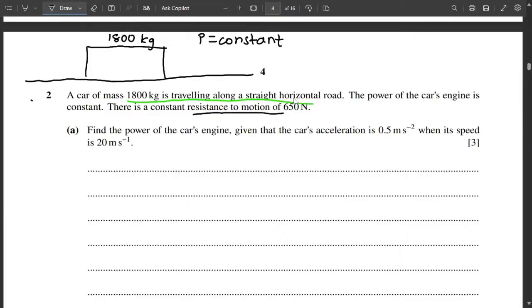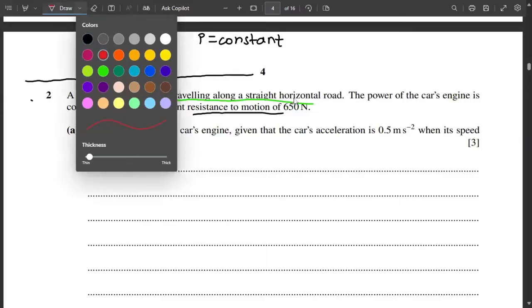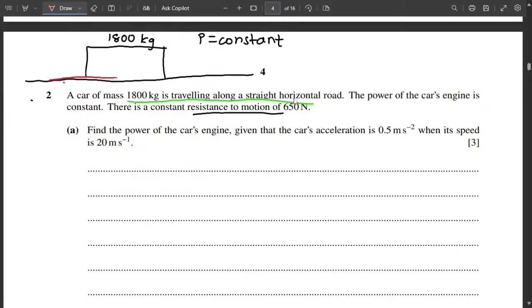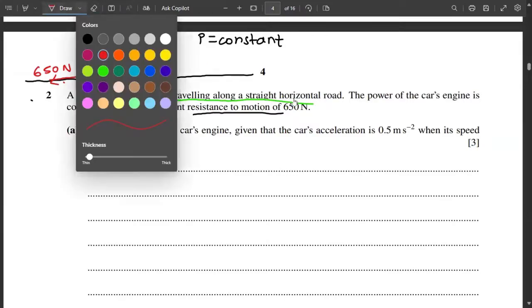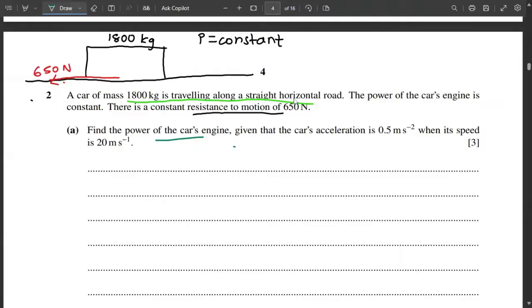There is a constant resistance to motion of 650 Newton. Let me write that with a red pen because red means resistance. So 650 Newton resistance. That means the car is moving forwards like this. Find the power of the car's engine, given that the acceleration is 0.5 meter per second square when its speed is 20 meter per second.